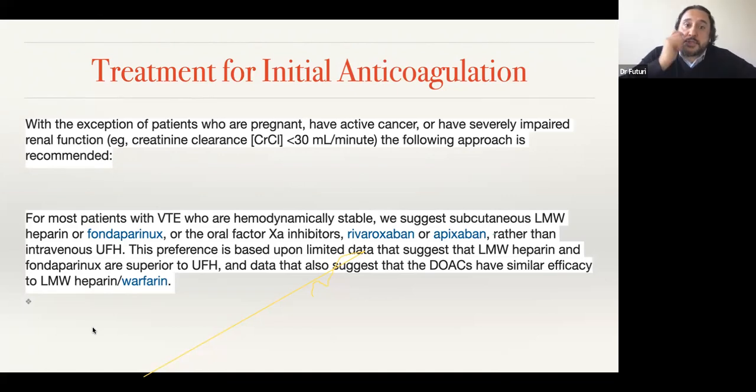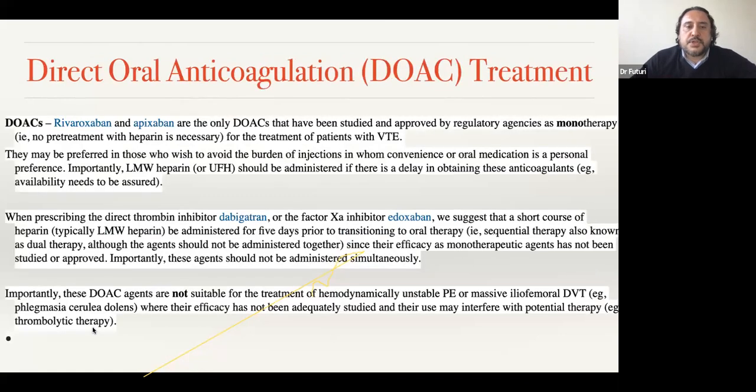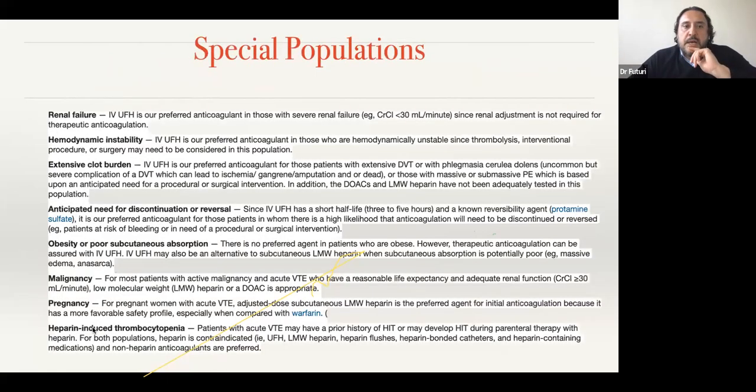There are certainly exceptions on what type of treatments you can use. We'll talk about some special populations, but women who are pregnant, patients who have active cancer, poor renal function, these are patients in which we consider special populations. In special populations of patients, treatment usually cannot be given with things like low molecular weight heparin. Pregnant patients cannot take Coumadin and need to be treated with things like low molecular weight heparin.